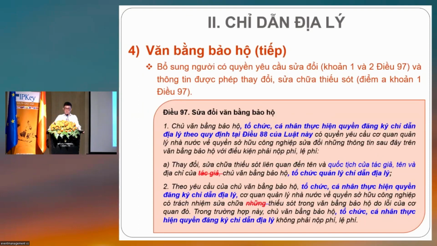And also the revised IP law 2022 has added, in Article 97 for GI, the person who is entitled to request the additional. It is the individuals and organizations according to Article 88 of the IP law, and the content may include the GI management company.